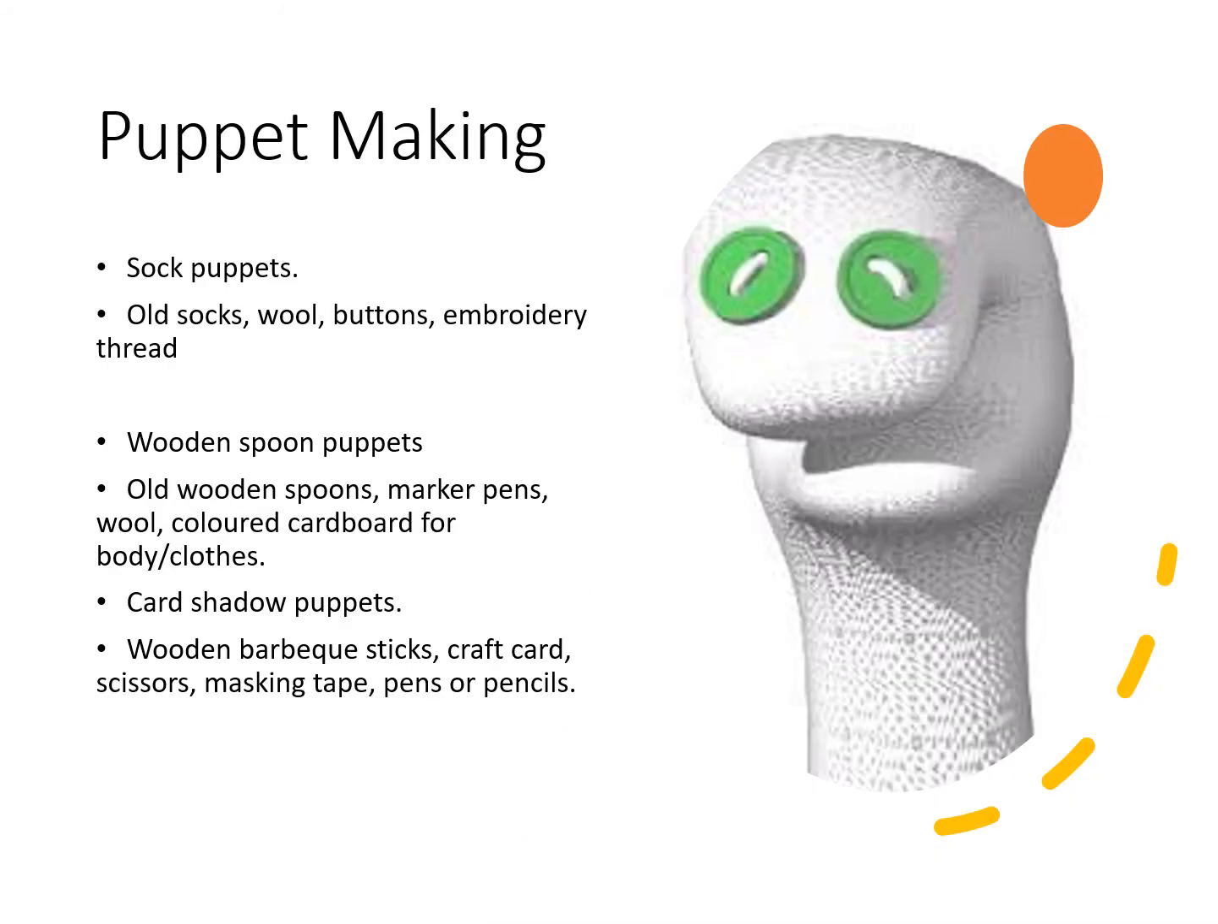So things like sock puppets, which, I think this one looks a bit spooky, but a lovely idea, very easy to do. Some old socks, wool, buttons, embroidery thread, or wooden spoon puppets. So just getting old wooden spoons, marker pens, wool, coloured cardboard, etc. Card shadow puppets, or using wooden barbecue sticks, craft card, scissors, etc. Very, very simple ideas and very simple methodology here, but I think the power of it is immense.